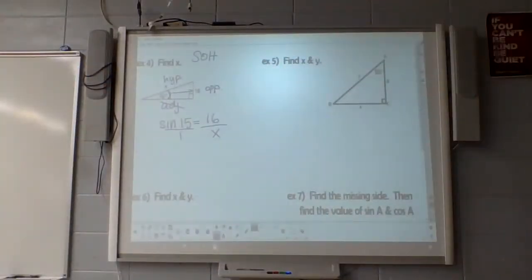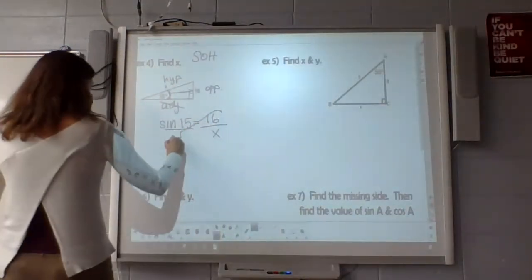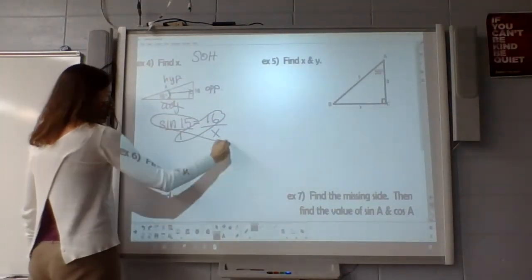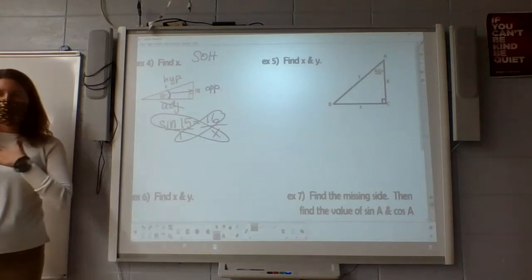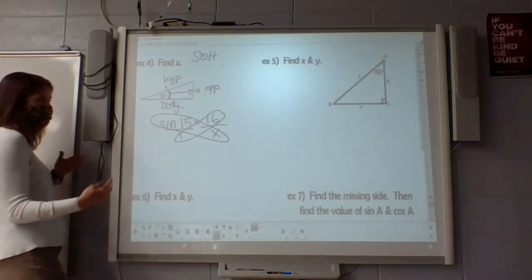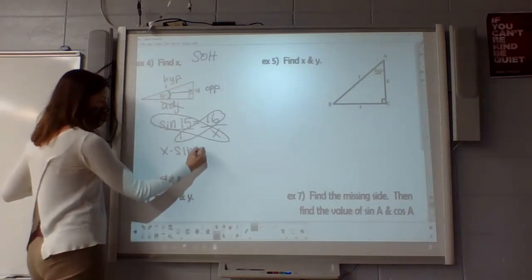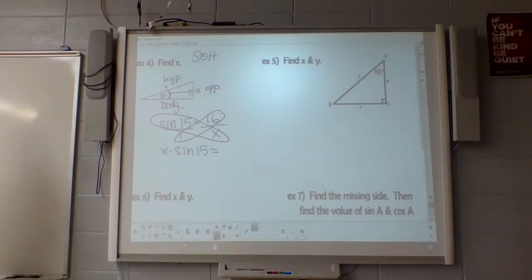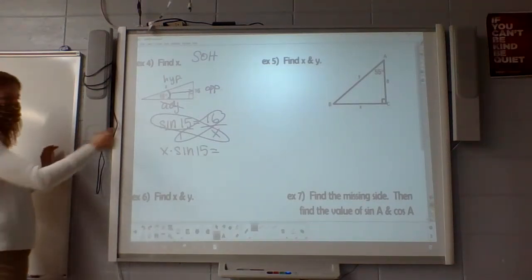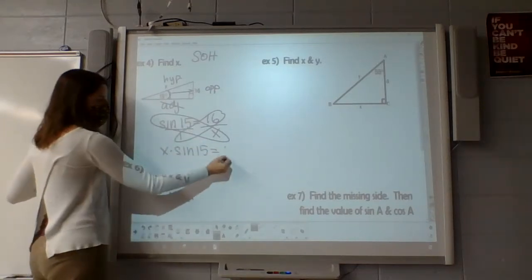Yeah, remember cross multiplying with proportions? So we can cross multiply this. Now you just have to be really careful and really organized with this. The way I like to write it, just so it's less confusing, I'm going to do x times the sine of 15 as being multiplied. Otherwise it looks like sine of 15x, and to me that's confusing. So I'm doing x times the sine of 15. Now, that equals 1 times 16.